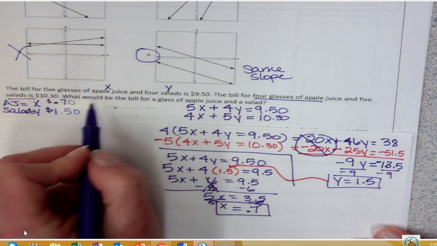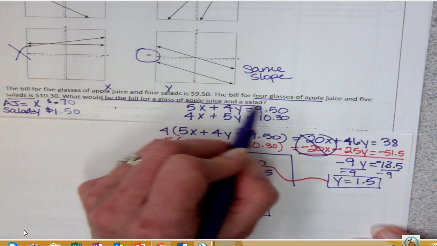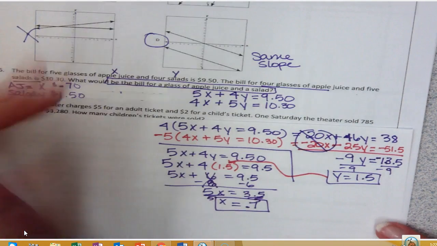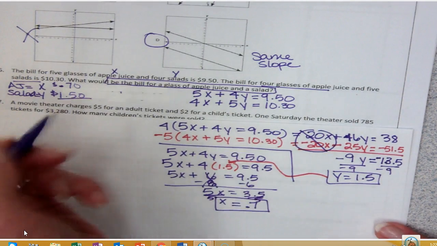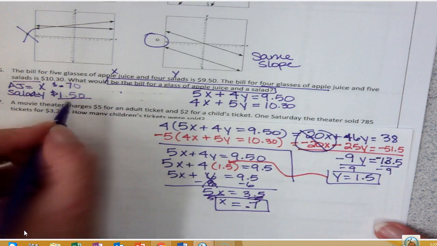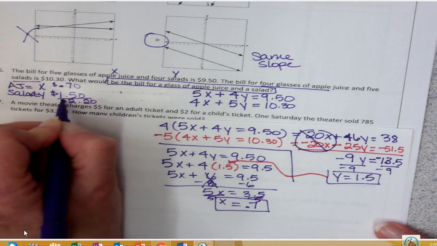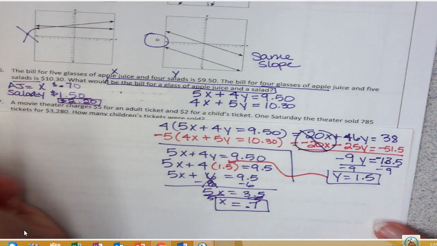What is the question asking for? What would the bill for an apple juice and a salad be? So if we take an apple juice plus a salad, we add them together and we get $2.20. So there's your answer.